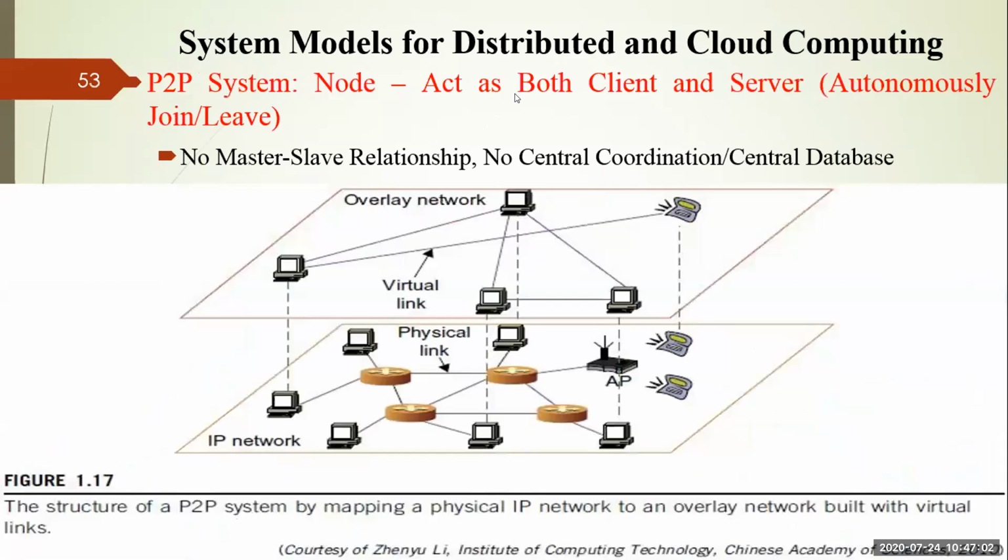So there is no master-slave relationship. Master-slave means there should be a superior. Here, all computers have the same status. You cannot say that one computer is powerful and one computer is less powerful, right? So there is no central coordination. There is no centralized database in the P2P system.